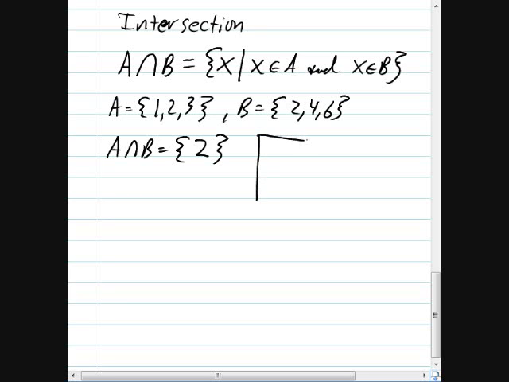A graphical representation of the intersection of two sets. I have a set A and I have a set B. The graphical representation of the intersection of two sets is the region they share in common. So this is a generic graph. This works for any sets A and B. Notice I haven't actually listed any elements in this diagram. The region that they share in common, the place that they overlap, is their intersection.